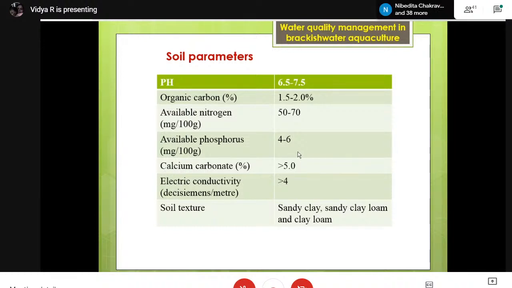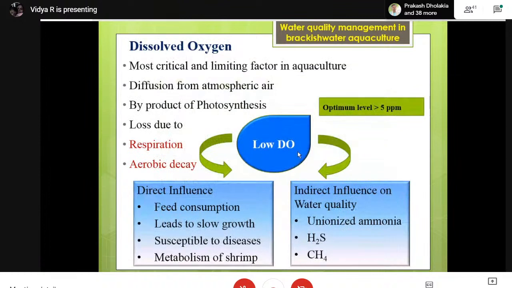The best soil structures that can be used are sandy clay loam and clay loam. And all these parameters, prior to the starting of the farm, we have to check. It should be an authorized lab. Next one is the dissolved oxygen. It is the most critical and limiting factor in aquaculture.